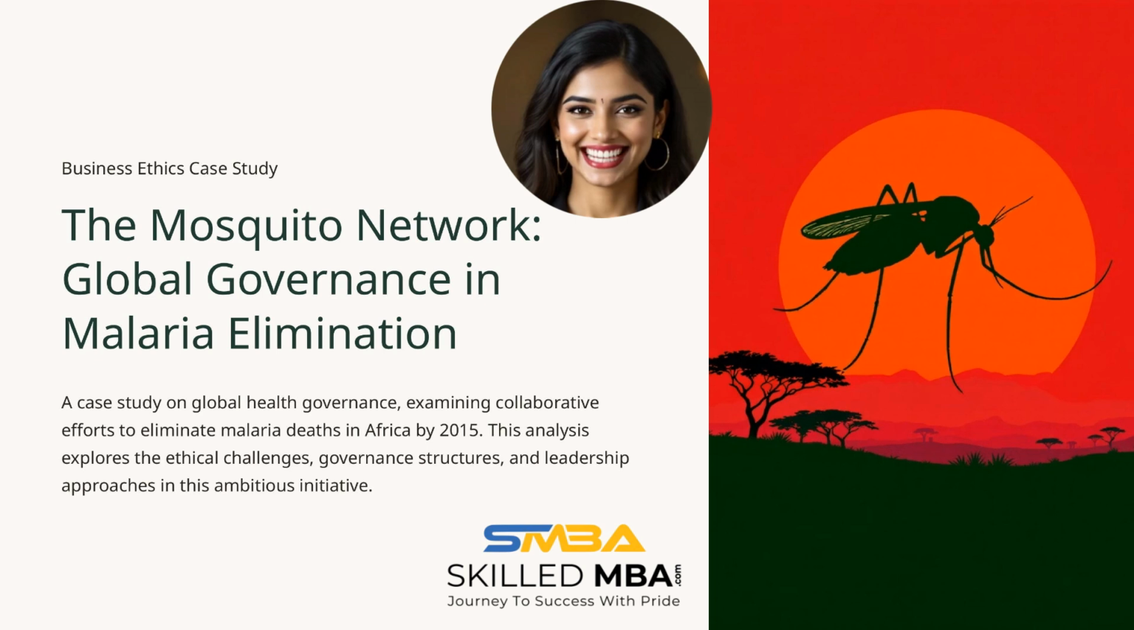The Mosquito Network case study delves into global health governance, focusing on collaborative efforts to eliminate malaria deaths in Africa by 2015. It examines ethical challenges, governance structures, and leadership approaches in this ambitious initiative, highlighting the complexities and strategies involved in tackling this critical health issue.